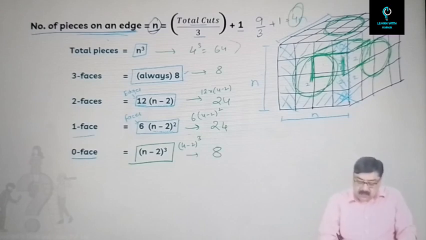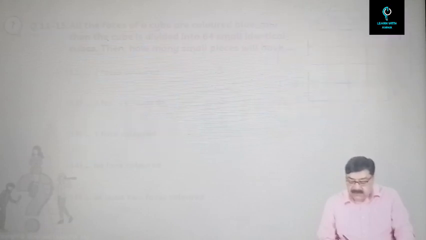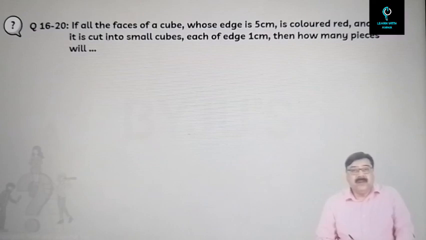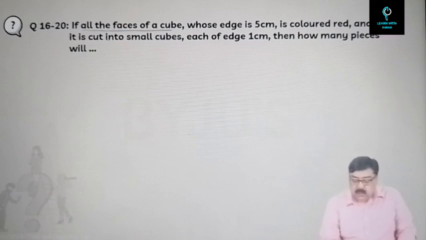So without drawing any diagram, you can find out these details, as you can observe in the previous question. Now let's have a look at a question here. Based on these formulas, you can find out all these details in a matter of a few seconds. If all the faces of a cube whose edge is 5 centimeter are colored and it is cut into small cubes, each of edge 1 centimeter, edge is 5 centimeters means the value of n will be 5.